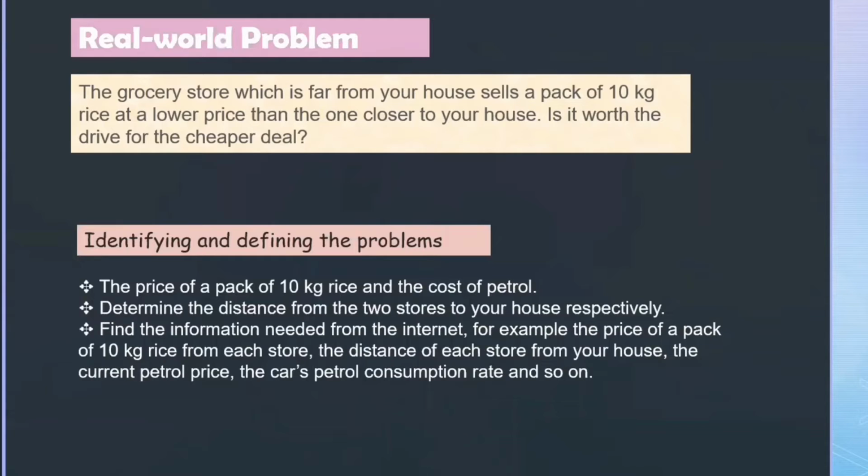Identifying and defining the problems. The price of a pack of 10 kg rice and the cost of petrol. Determine the distance from the two stores to your house respectively. Find the information needed from the internet. For example, the price of a pack of 10 kg rice from each store, the distance of each store from your house, the current petrol price, the car's petrol consumption rate, and so on.